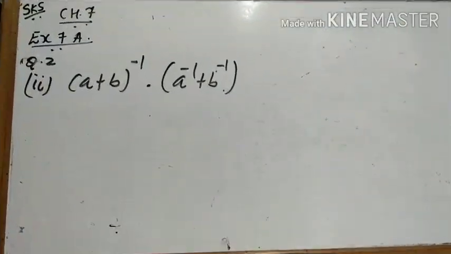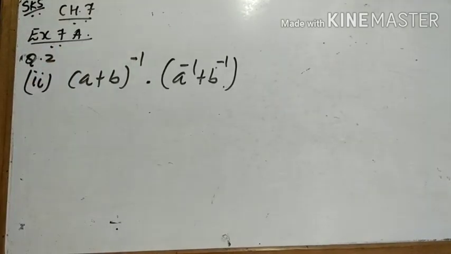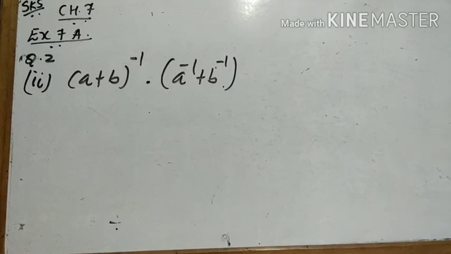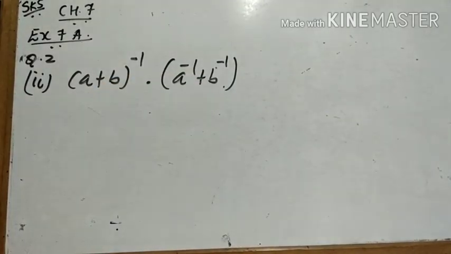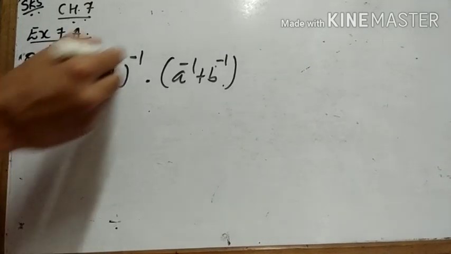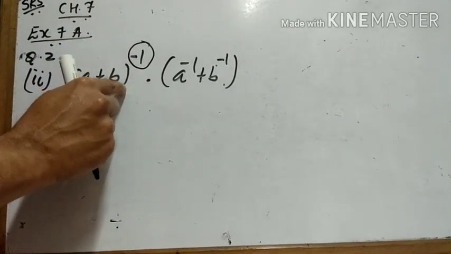We are going to see a very special question, question 2, sub question 2. It states (a plus b) whole raised to negative 1, this dot means multiplication, (a raised to negative 1 plus b raised to negative 1). Now we understand this very well, my dear friends. This negative 1 is the power of the entire a plus b.